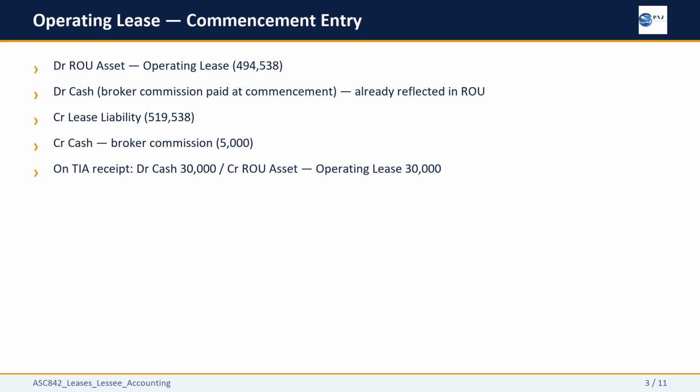Separately, when the tenant improvement allowance of $30,000 is received from the landlord, record a debit to cash and a credit to the ROU asset, reducing it. Notice that the credit to the ROU asset for the TIA happens at the time you receive the cash, not as part of the initial commencement entry.